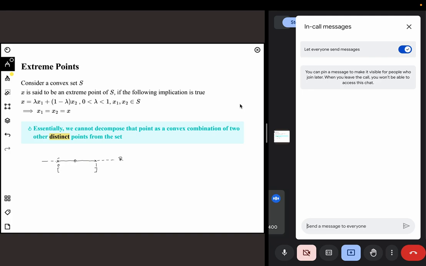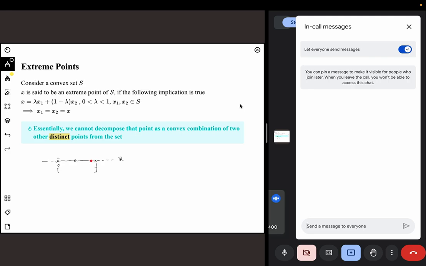Now what are the extreme points of the convex set? The extreme points are basically those points for which you cannot get a decomposition in terms of two different points. For example, if you take 0, I cannot get 0 in terms of any other point. The only way I can get to 0 is by doing a convex combination with 0 itself. And the same goes for 1 as well.